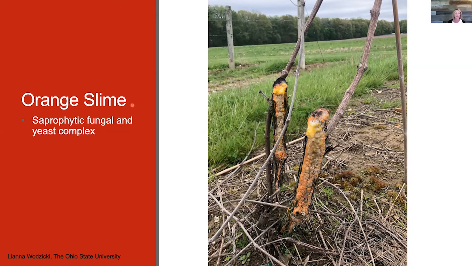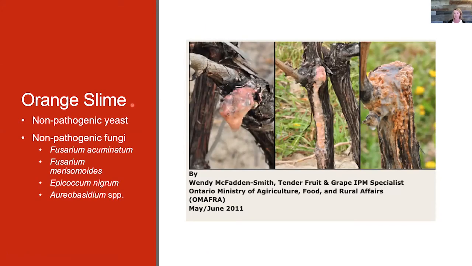this orange slime is, it's a complex of saprophytic fungi and yeast, and they are not infectious. They will not cause an infection and kill the vine. What happens is it usually occurs when there's heavy rain and high humidity following your pruning, or from a wounding, such as wounds that might have occurred from frost or winter injury. And in some cases, this can actually ooze and drip.